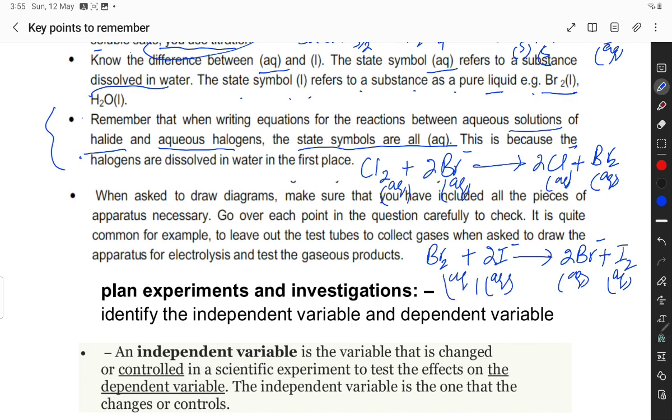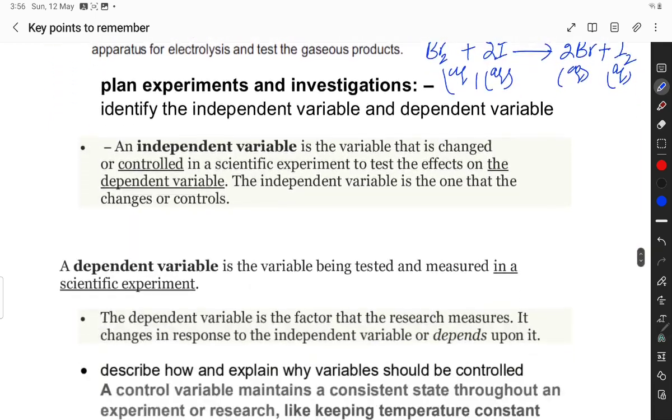When asked to draw a diagram, make sure that you have included all the pieces of apparatus necessary. Go over each point in the question carefully to check. It is quite common, for example, to leave out the test tubes to collect gases when asked to draw the apparatus for the electrolysis and test of the gaseous compound.